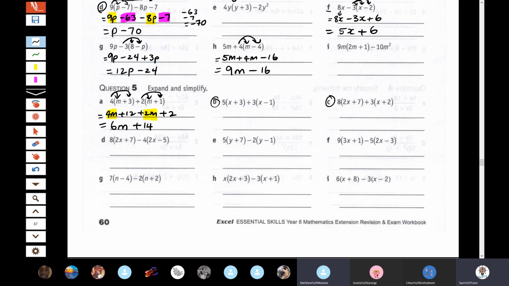Sam, for the first one, is it 8x plus 12? From the top of my head, I think you are correct. For the second one, is it 19x plus 62? I think 56, 62. Yeah, I think you got it right. So what did you say? 19x plus 62. Yep, I'm happy with that.